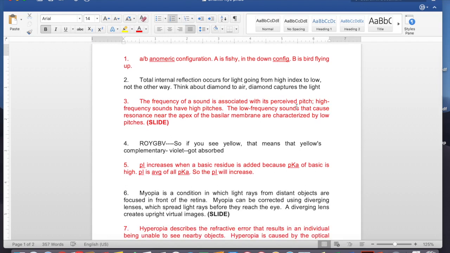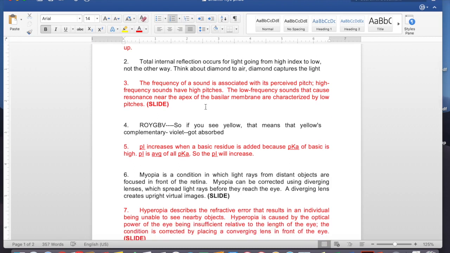Next, total internal reflection occurs for light going from high index to low index, and it is not the other way around. The way I remembered it was that a diamond is very, very hard, right? It's a very hard material, so it has a very high index of refraction, and the diamond captures the light, so it has total internal reflection. So that's how I remembered it: total internal reflection occurs for light going from high index to low index, and a diamond captures the light, and it could do that because it is way harder than the air is.